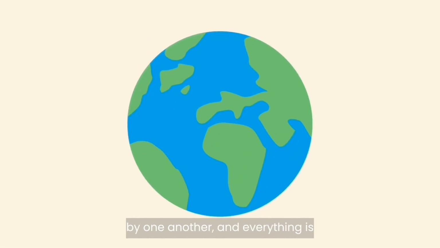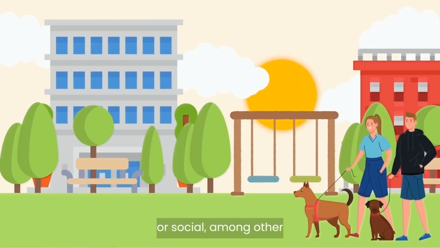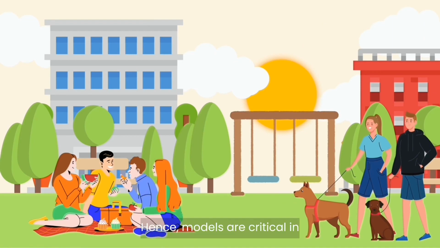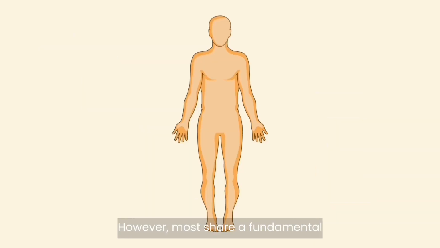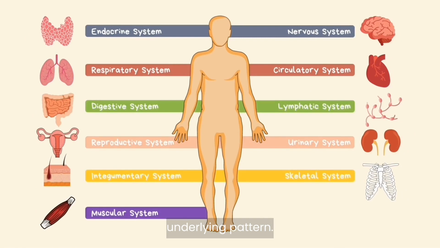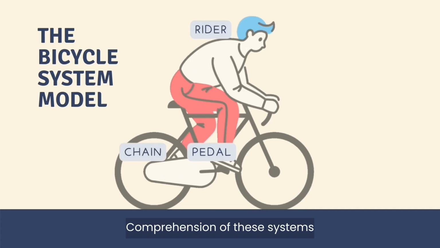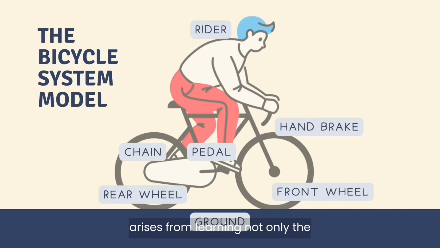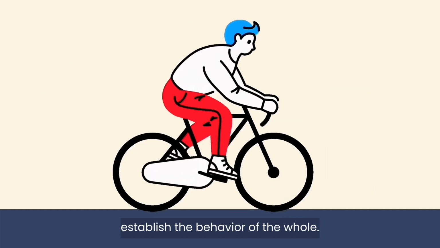Generally, things in the objective world are linked to and influenced by one another, and everything is assembled to be a system. It may be mechanical, biological, or social, among other possibilities. Hence, models are critical in presenting complex systems and events in order to help us comprehend and gain knowledge about them. Complex systems may vary significantly in form and function, however, most share a fundamental underlying pattern. They consist of ensembles of interacting elements. Comprehension of these systems arises from learning not only the behavior of constituent entities, but also how they interact to establish the behavior of the whole.